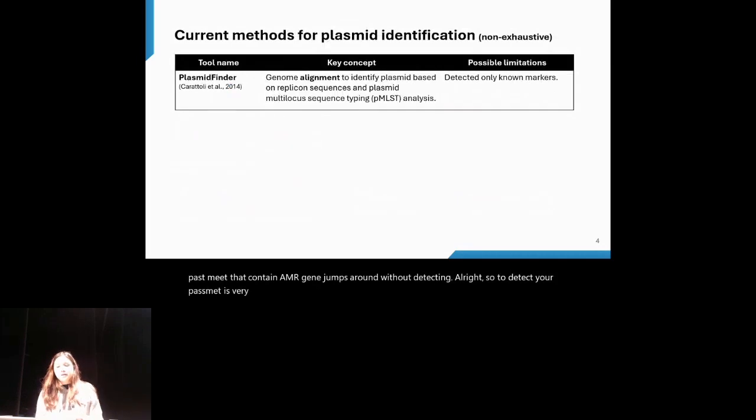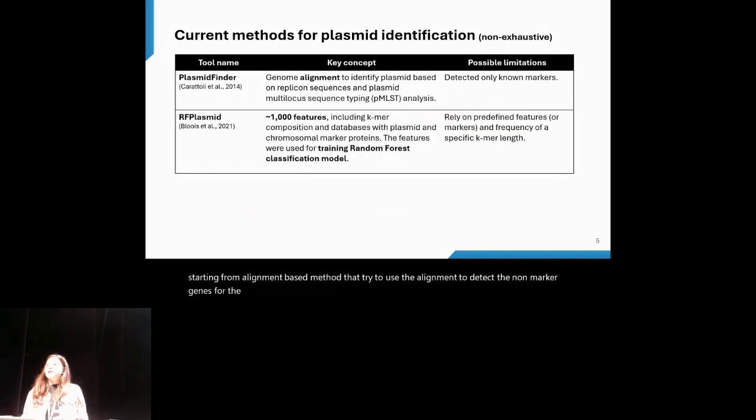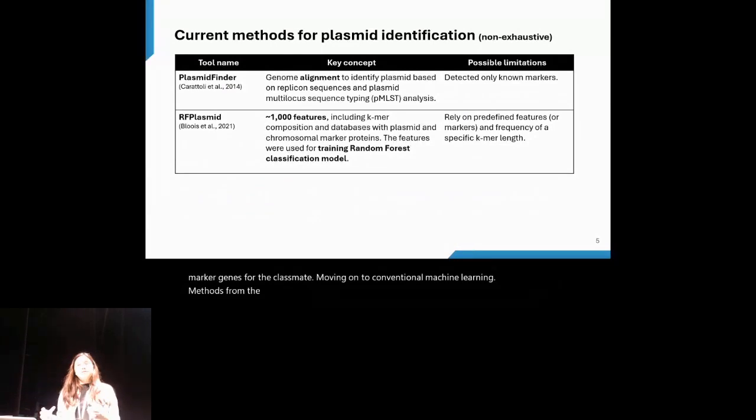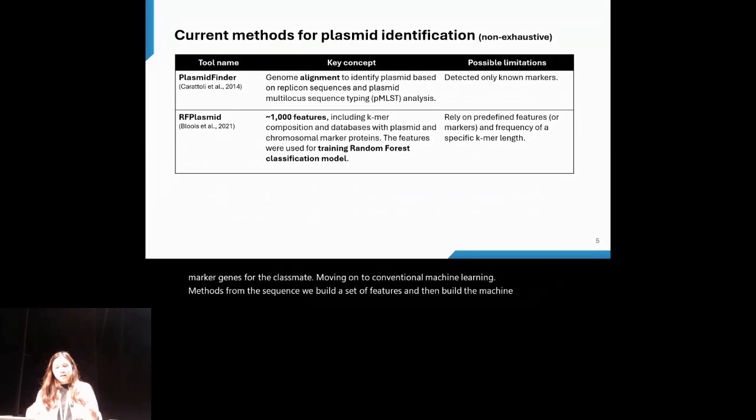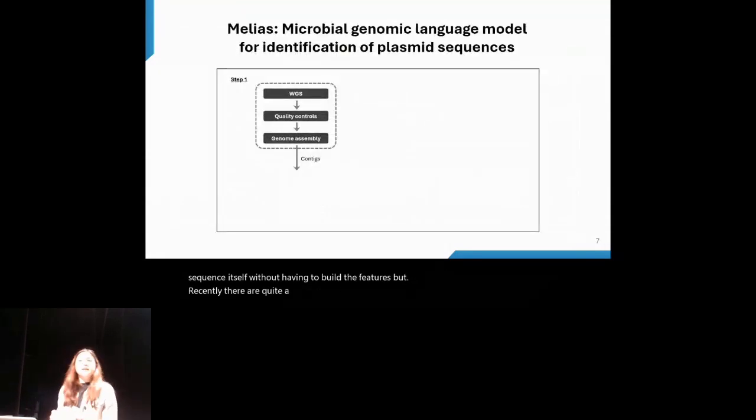There are quite a few plasmid identification methods, starting from alignment-based methods that use alignment to detect the known marker genes for the plasmid. Moving on to conventional machine learning methods: from the sequence, we build a set of features and then build a machine learning classification model to predict whether a given contig is a plasmid or chromosome. Then we move on to DeepPlasmid, for example, that learns directly from the sequence itself without having to build the features. But recently, there are quite a few new architectures coming up, right?